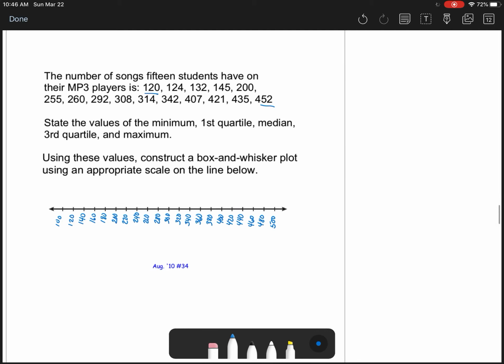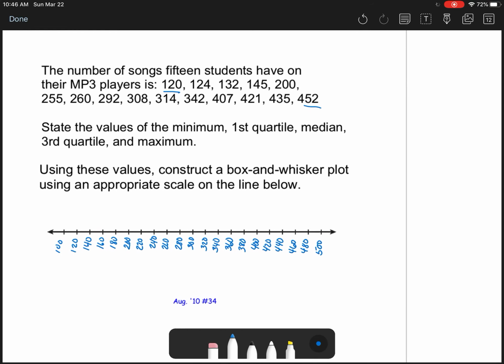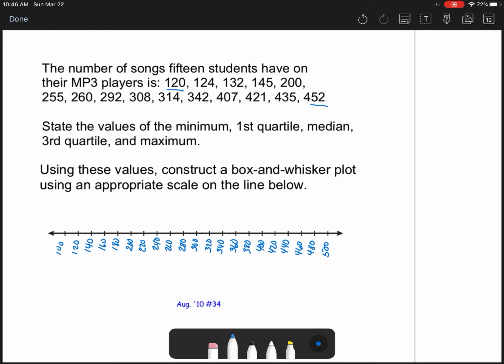Okay, let's take a look here. The number of songs 15 students have on their MP3 players is, and you see those numbers there. State the values of the minimum, first quartile, median, third quartile, and maximum. Using these values, construct a box and whisker plot using an appropriate scale on the line below. So I filled in the scale for you there, all right?